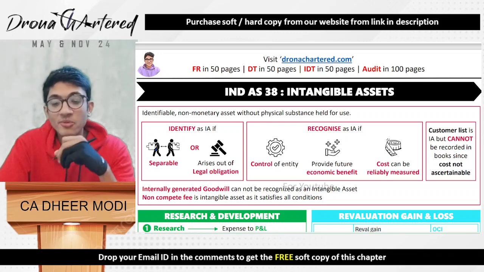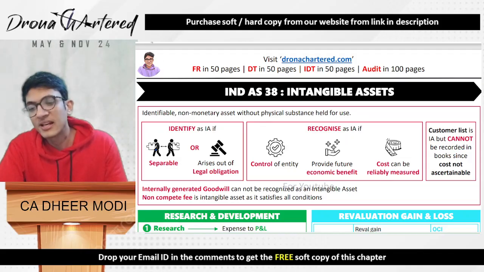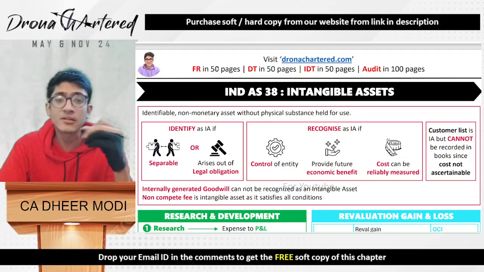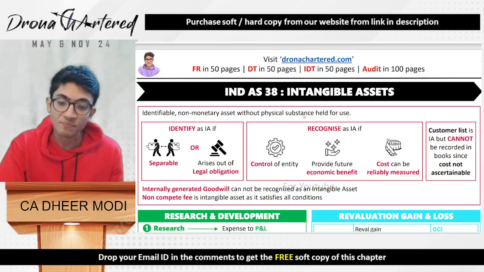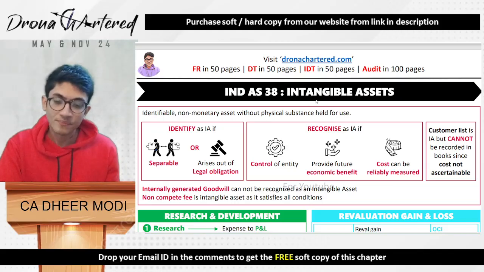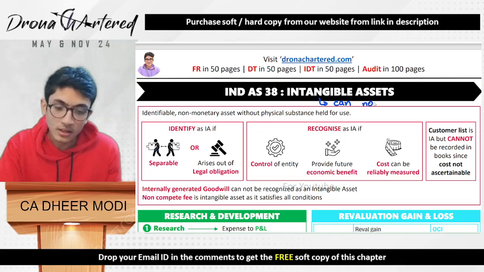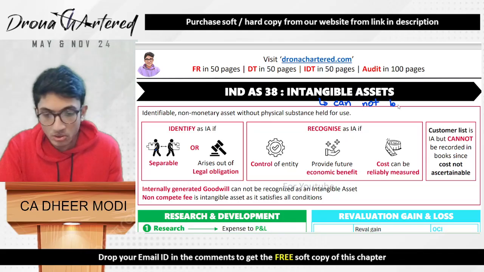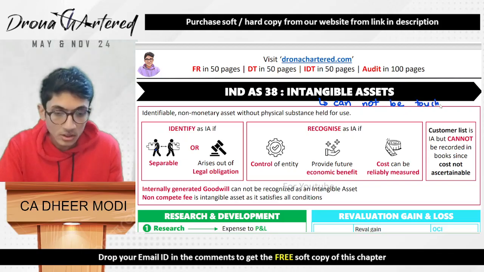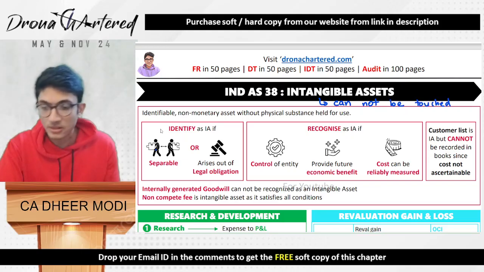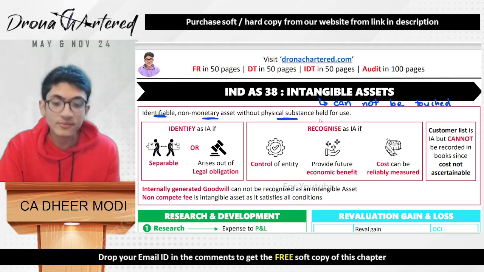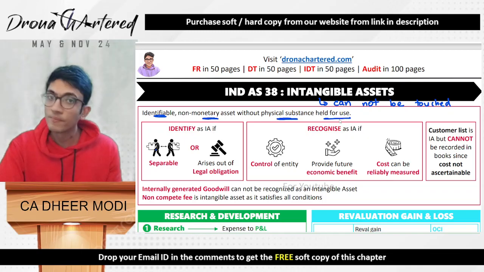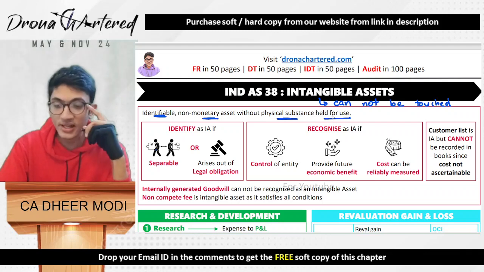Hello. Welcome to our next chapter, that is your IND AS 38, very easy IND AS, which is your intangible assets. So first let's understand what intangible assets are. Intangible assets, as you know, cannot be touched because they are intangible. It is an identifiable non-monetary asset without physical substance held for use. This is your definition of an intangible asset.